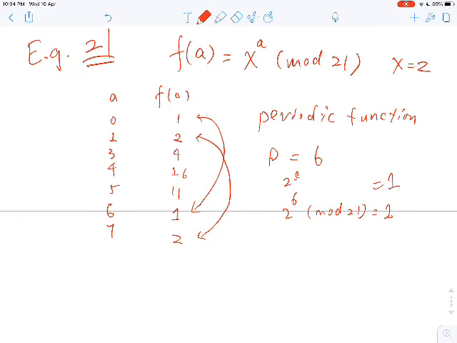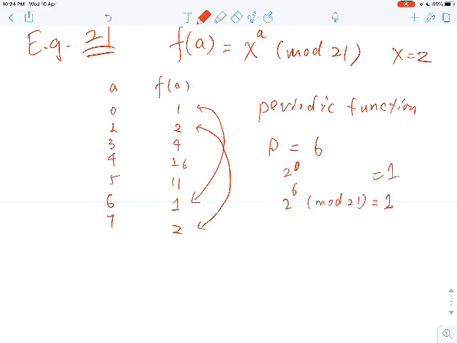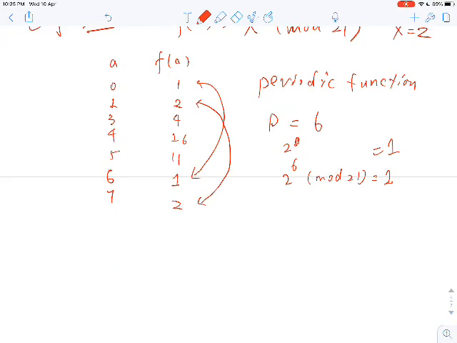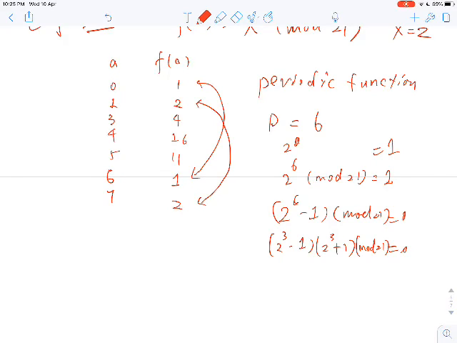And in this particular situation, we know 2 to the power 6 mod 21 is 1. And what we can do here is move it here and decompose this part. And we know this is 7, this is 9.